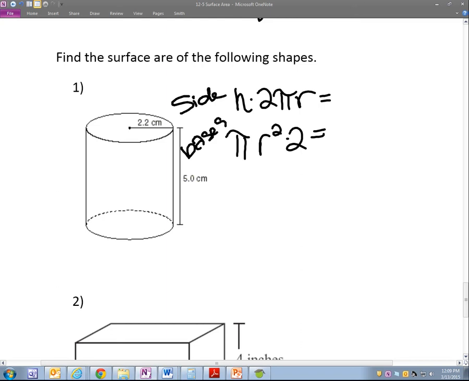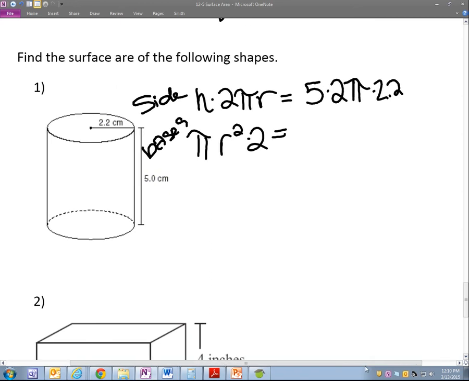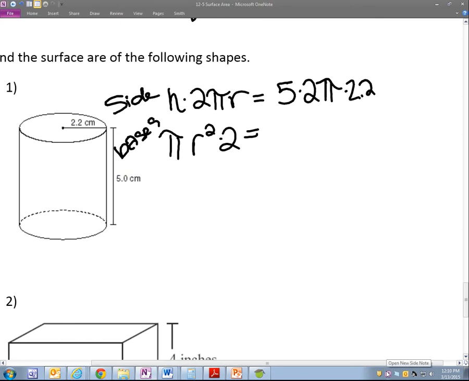So what is that going to look like? We have 2.2, which is our radius, right? Yes. So we are going to substitute those in there. We have 5 as the height. We have 2, and we have a pi, and we have the radius, which is times 2.2. Who's got a calculator with them right now out? Let's do that. 5 times 2 pi multiplied by 2.2.